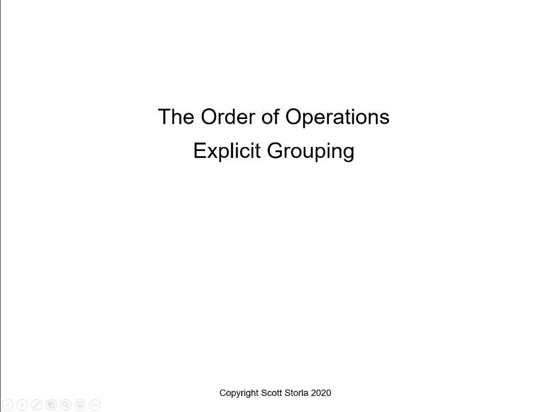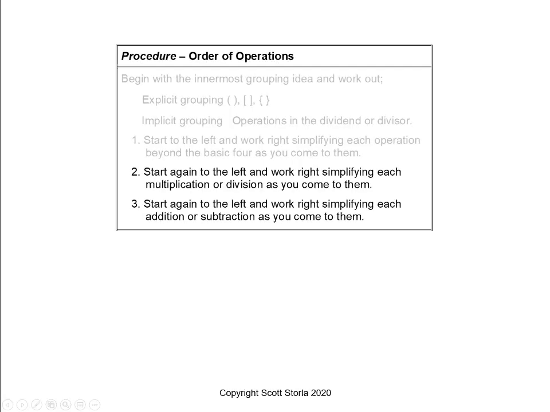Let's continue working with the order of operations, and for these first problems we'll concentrate on explicit grouping. Explicit grouping is at the top of the order of operations. The reason I refer to it as explicit grouping is you can actually see grouping symbols. Parentheses, brackets, and braces are all examples of grouping symbols.